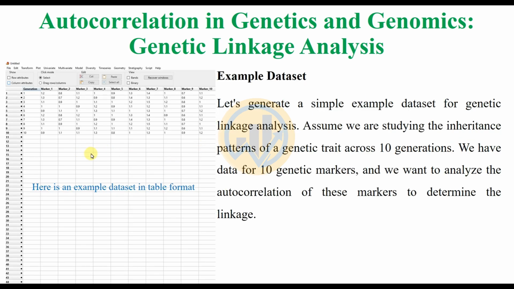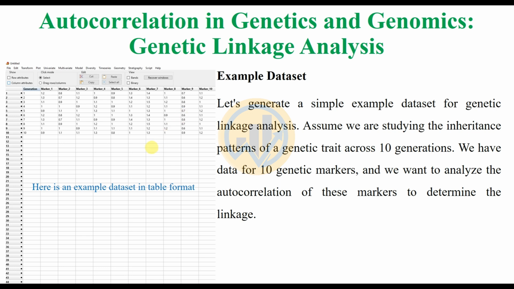So the example dataset in table format for genetic linkage analysis. Let's generate a simple example dataset for genetic linkage analysis. Assume we are studying the inheritance patterns of a genetic trait across 10 generations, so generation 0 to 10. We have data for 10 genetic markers, genetic marker 1, 2, up to 10, and we want to analyze the autocorrelation of the markers to determine the linkage.